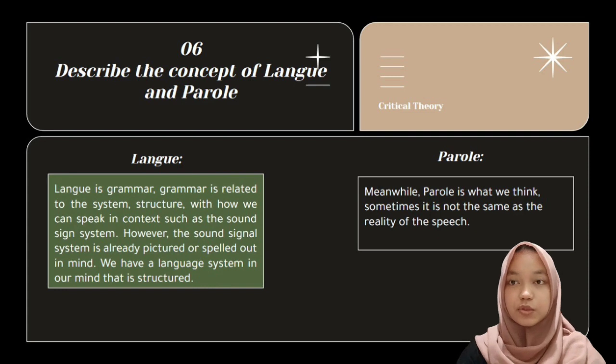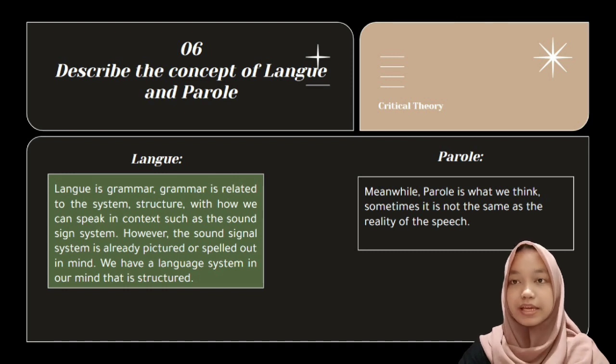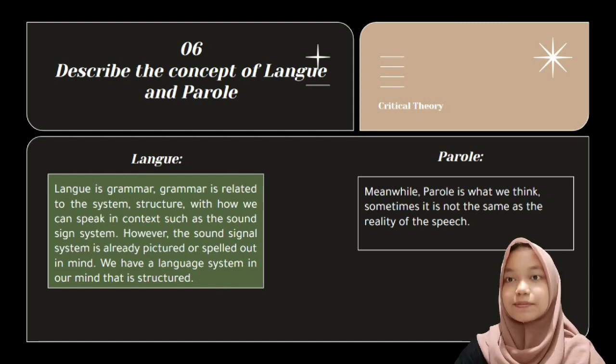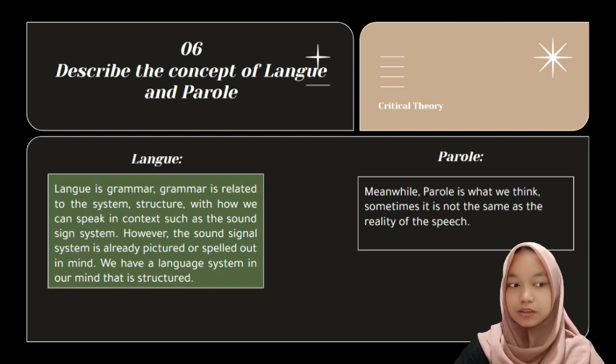So for number 6, we have langue and parole. What is langue? Langue is grammar. Grammar is related to the system structure of how we can speak, such as the sound sign system. However, the sound sign system is already pictured or spelled out in the mind. We have a language system in our mind that is structured.